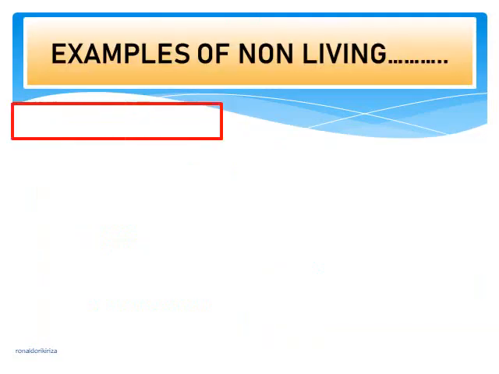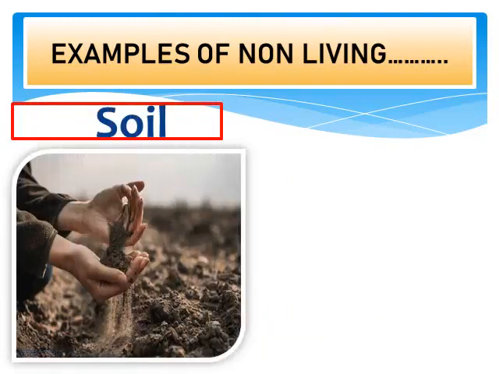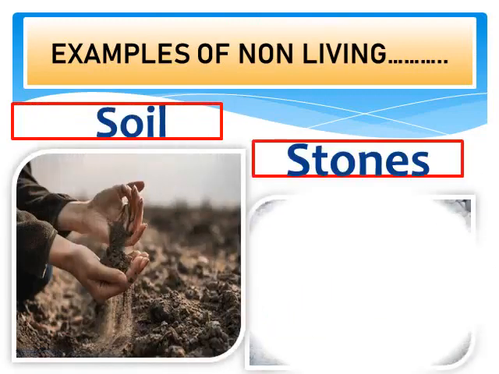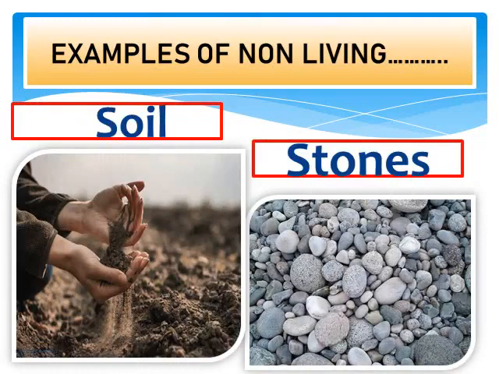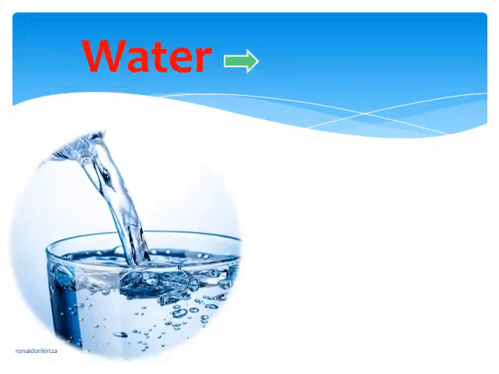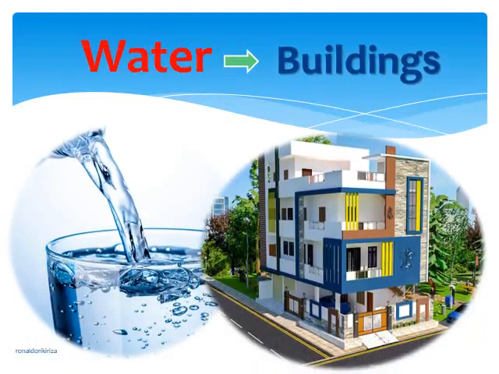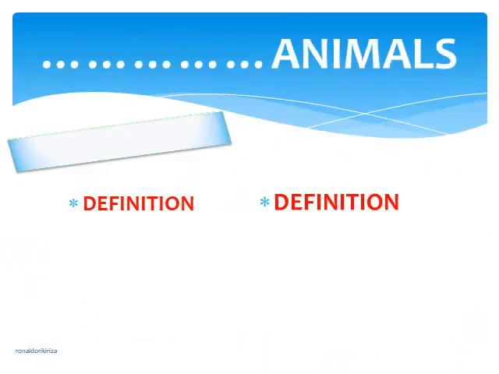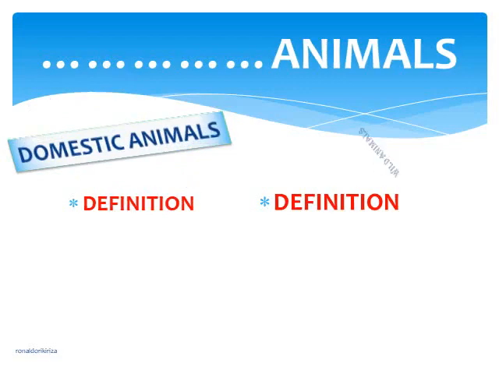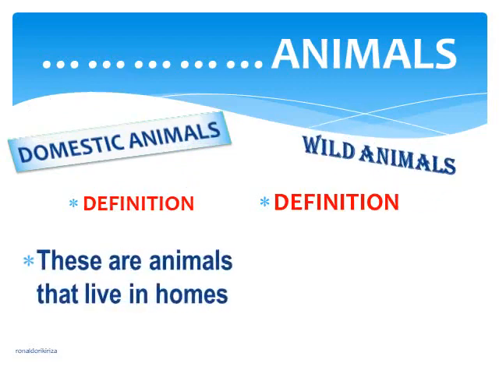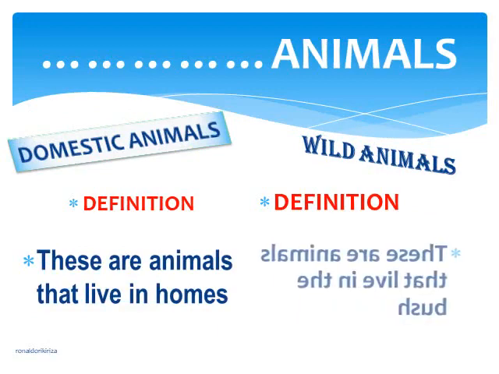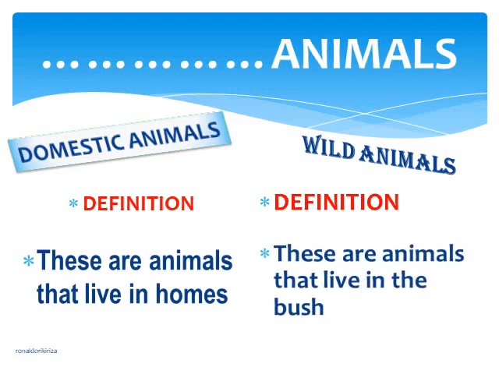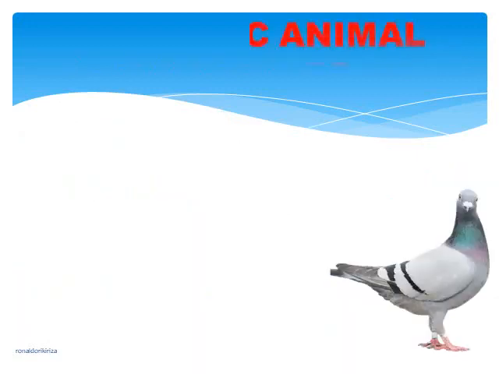We look at water, we look at buildings and ponds. Then we check on animals. We have various types of animals, where we shall look at domestic animals and wild animals. We shall define them, and we see that domestic animals are animals that live in homes, while wild animals live in the wild.